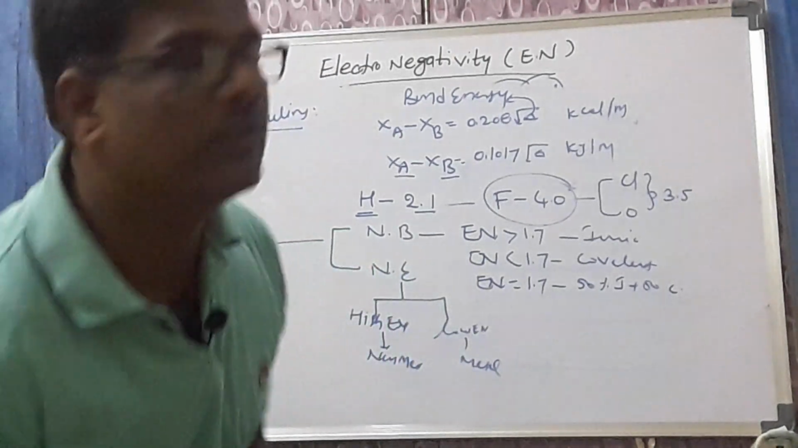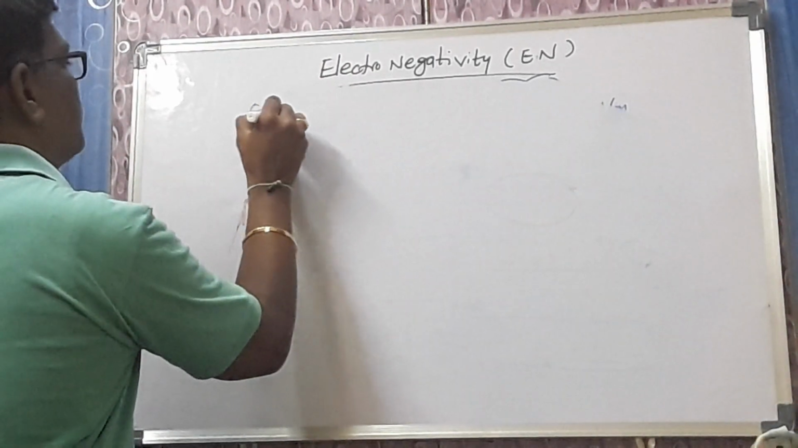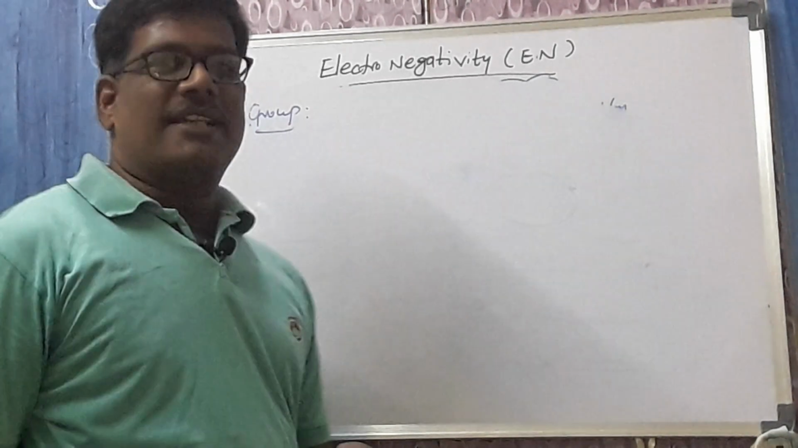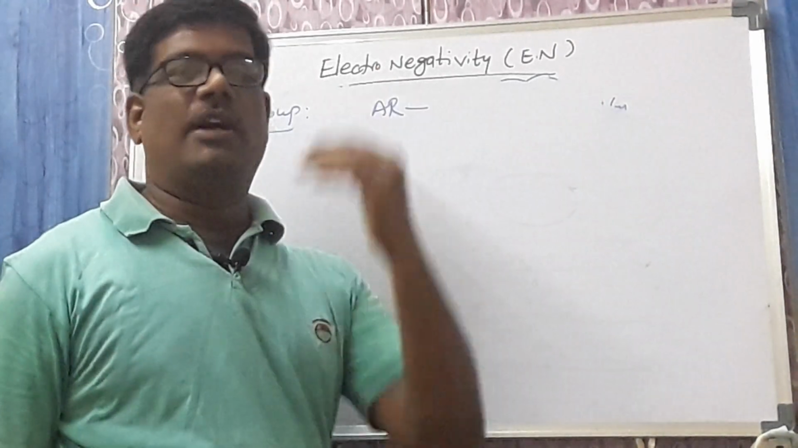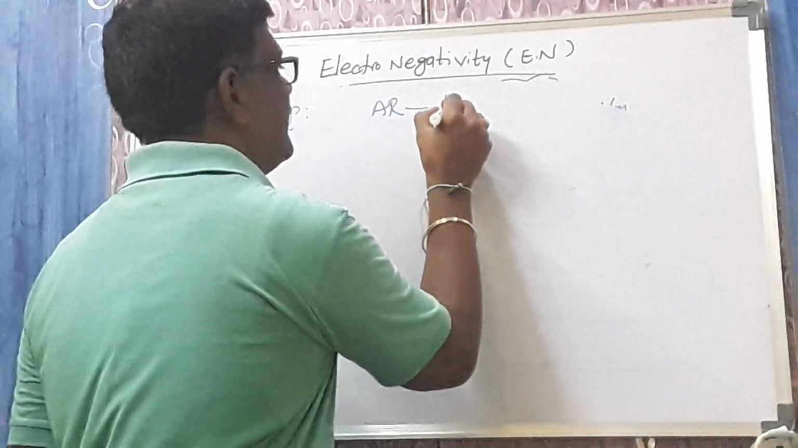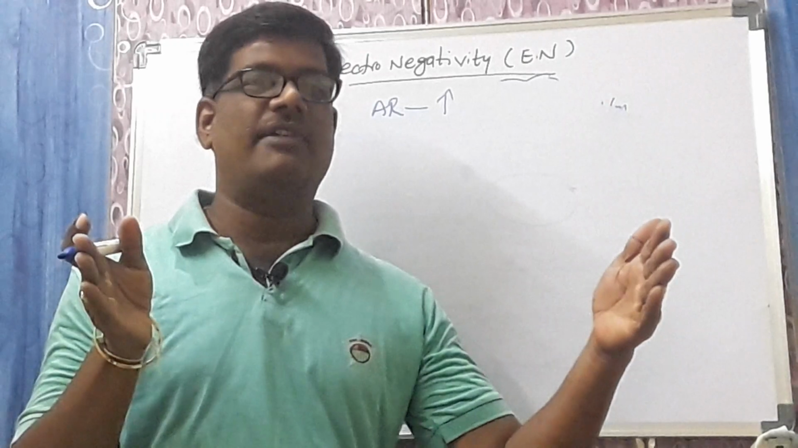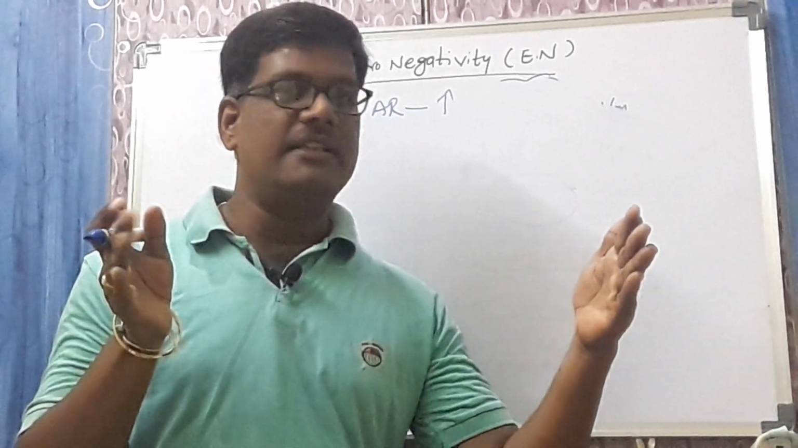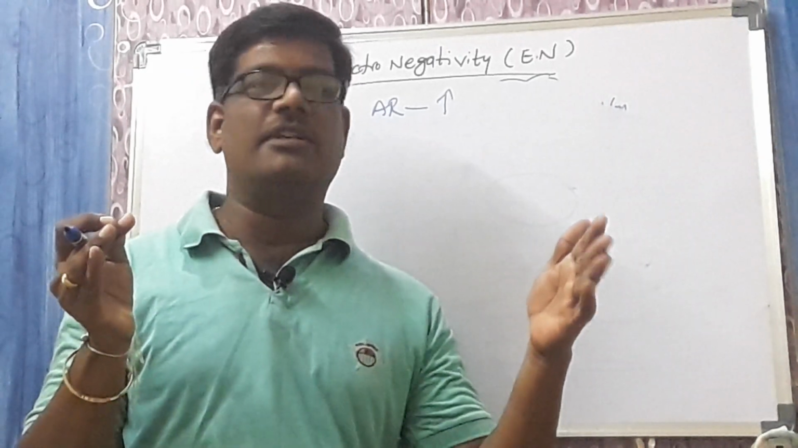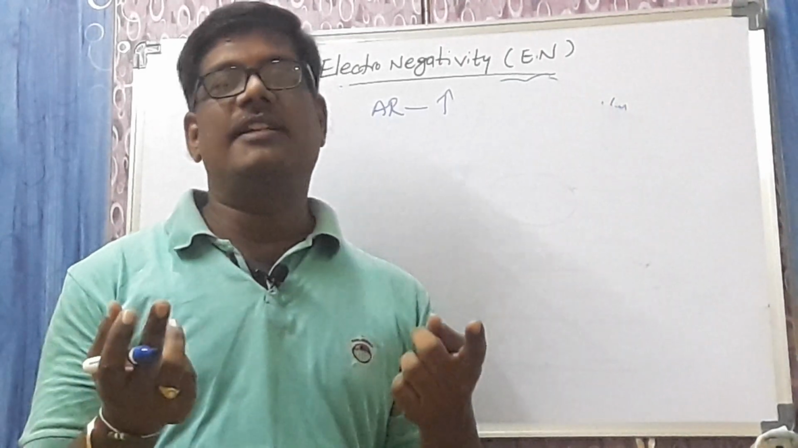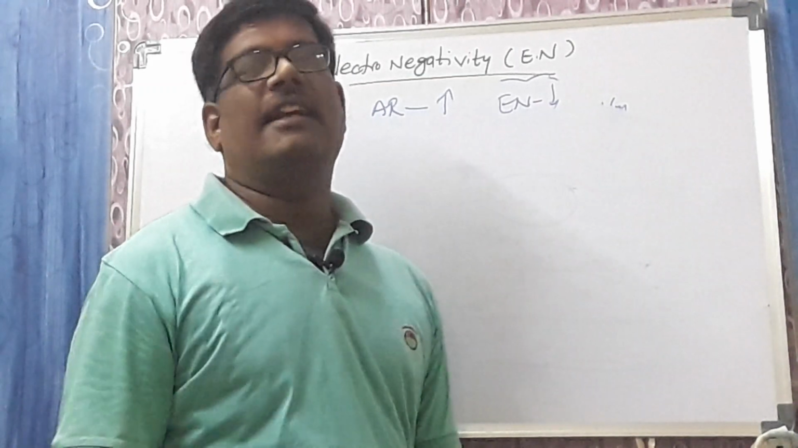Now, how does it vary in the group and the period? I am taking the group. In the last video, I gave atomic radius in the group. How do we move in the group? Top to bottom. As we move top to bottom, atomic radius increases. What is atomic radius? The distance between the center of the nucleus and the valence electron increases. Whenever the distance increases, the nucleus attraction over the valence electron decreases because the distance is high. Attraction decreases, which means electronegativity decreases, because the ability of attraction is called electronegativity.